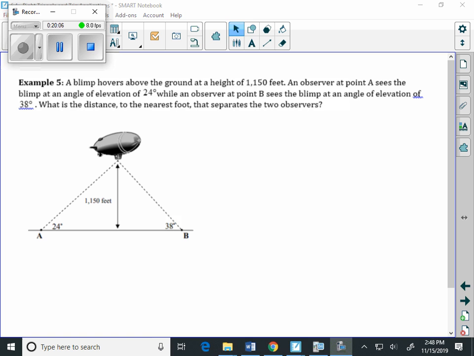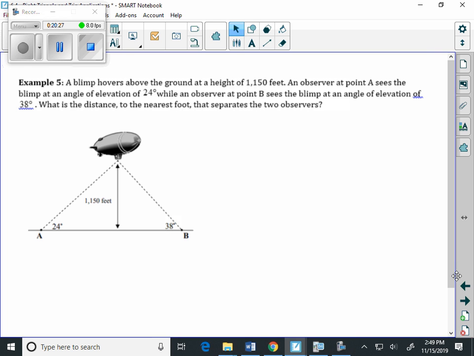A blimp hovers above the ground at a height of 1,150 feet. An observer at point A sees the blimp at an angle of elevation of 24 degrees, while an observer at point B sees the blimp at an angle of elevation of 38 degrees. What is the distance to the nearest foot that separates the two observers?